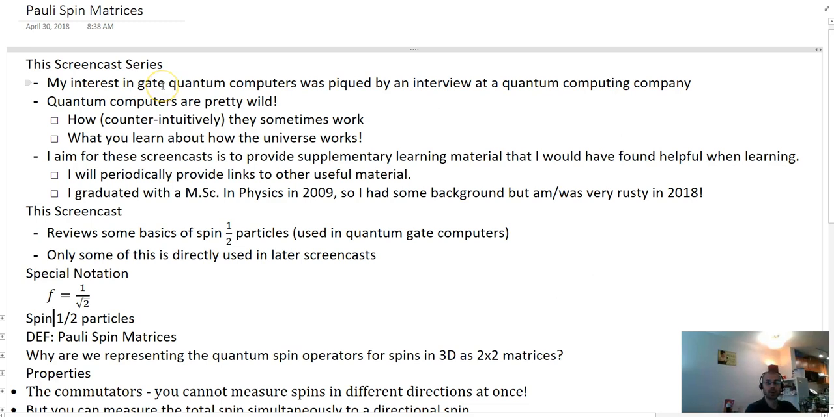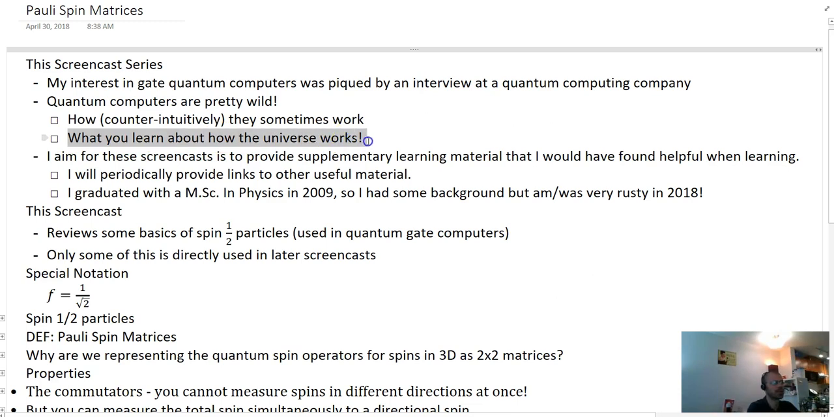My interest in quantum computers was piqued when I did an interview with a quantum computer software company, and what they can do is pretty crazy. Yeah, in some ways it's very counterintuitive how quantum computers can work. The stuff they can do is kind of mind-bending.